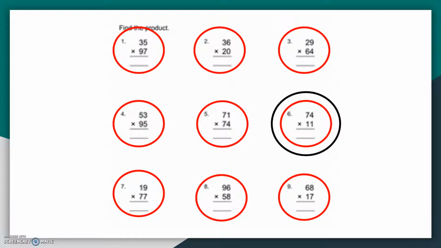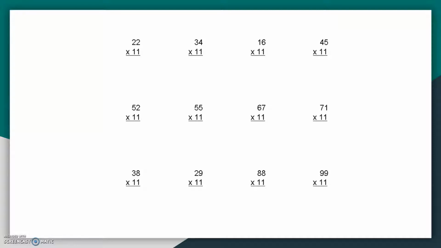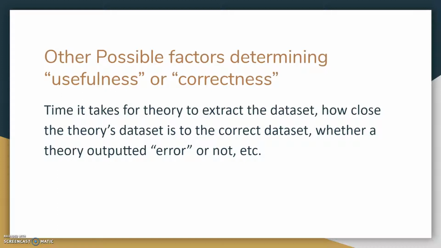The standard method of multiplication, being able to extract these correct data sets for 9 times as many problems than the 11 multiplication trick, has 9 times the versatility of the 11 trick for this scenario, according to the meta-theory. However, for another test, the standard method of multiplication and the 11 multiplication trick could have equal versatility. This demonstrates how important the set of all observations, in this case the multiplication test, is for determining a theory's versatility. There are probably hundreds of other ways to define usefulness or correctness, some of which are stated here.